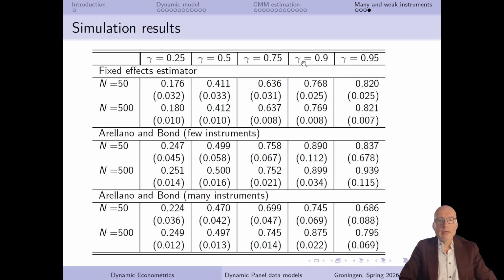When gamma becomes equal to 0.9, then we see that we have a larger problem here. Even in the larger sample case, we are somewhat off from our target value. And we do quite badly when gamma becomes equal to 0.95, and we see that the difference is quite somewhat larger than the difference that we had when we only used a few different instruments.